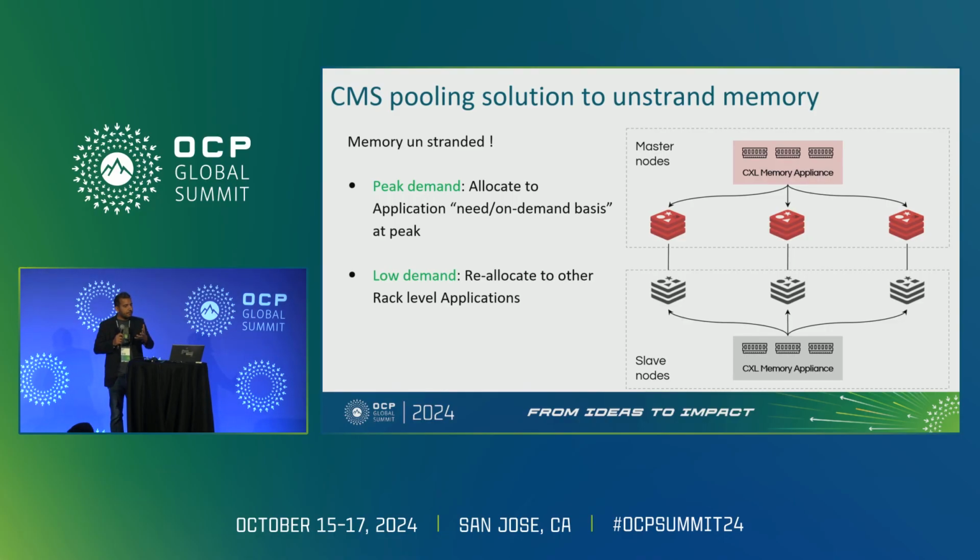So we can have a situation where Redis instances in a cluster can be shared with a memory appliance or a shared memory across different Redis instances. So that could help to allocate memory on per need basis. And when there is not enough need, memory can be released to other rack level applications. But before we go to pooling, we have to do the first step, and the first step is memory expansion.